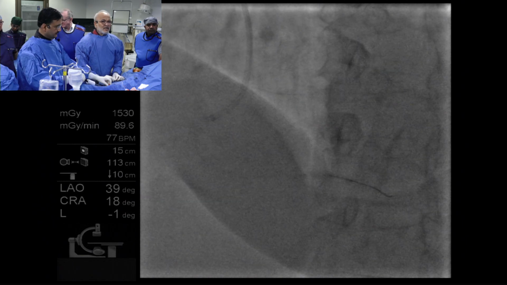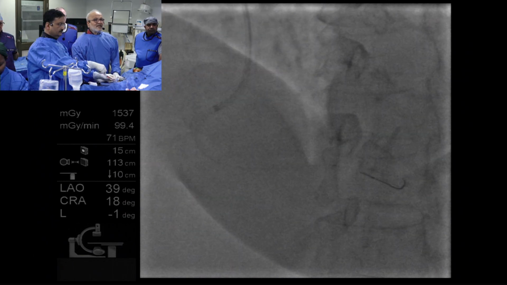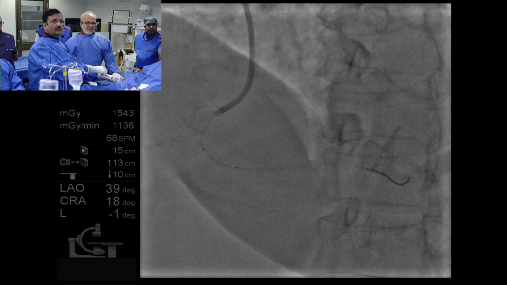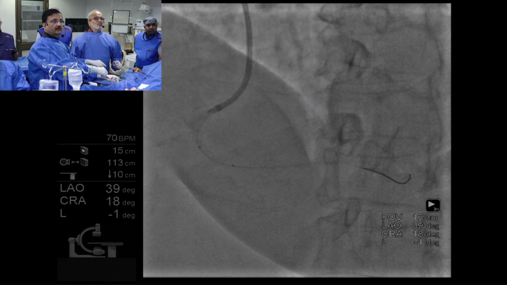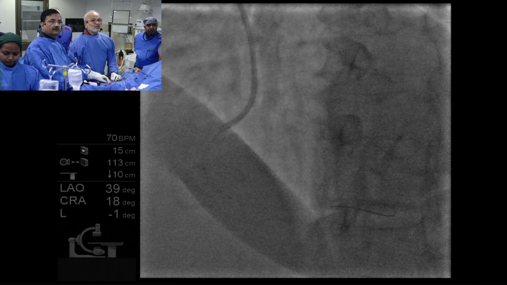Yeah, this is okay. One thing I love is to just give an injection here just to make sure that I have not perforated that region. Always just check it out. Okay, this looks good. The wire is not in a good position.